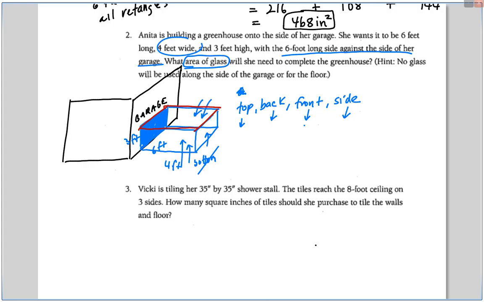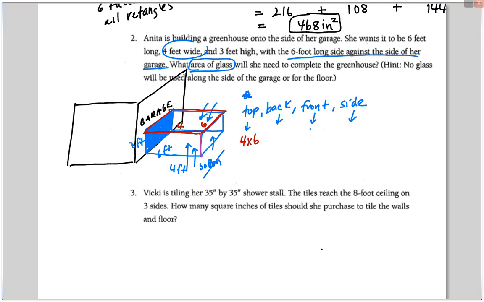The dimensions of the top would be 6 here, and this long dimension is 4. So 4 times 6. Let's do the side now. The side is 6, and the height is 3. So that's 6 times 3.